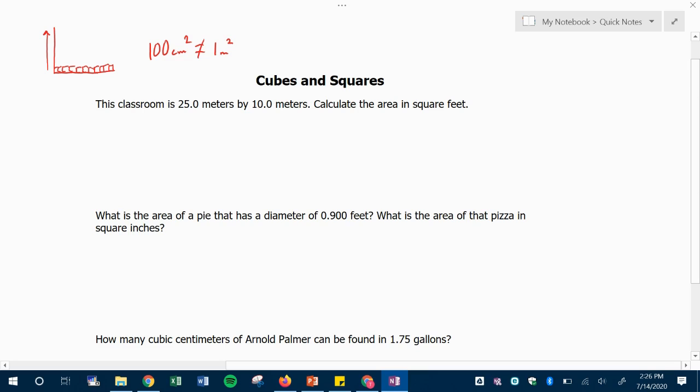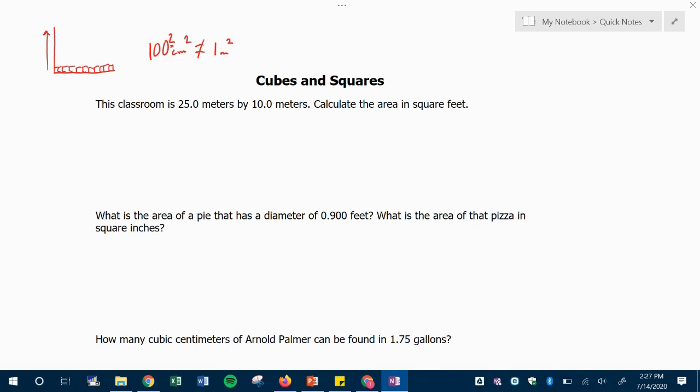And so this is the big thing with cubes and squares. The way it works is instead, it's not just 100 square centimeters equal to 1 square meter, but it's 100 squared. And so that's the big thing here. With cubes and squares, you need to square the number in addition to the units. All right, so let's look at how this actually works a little bit more with some calculations.